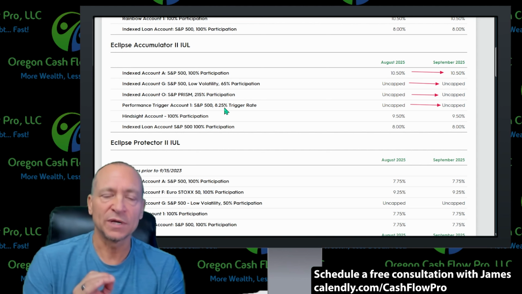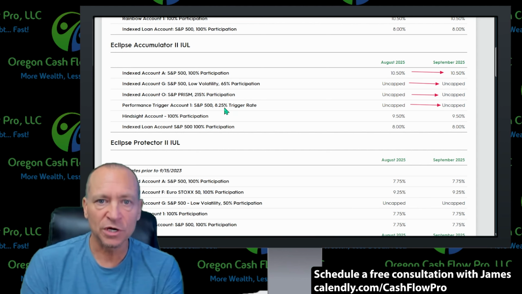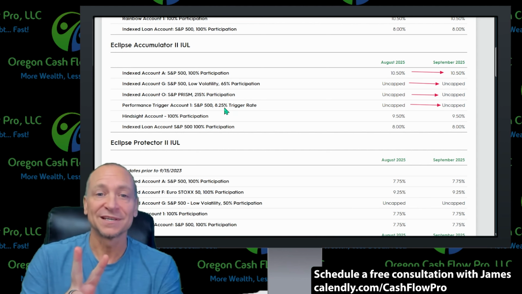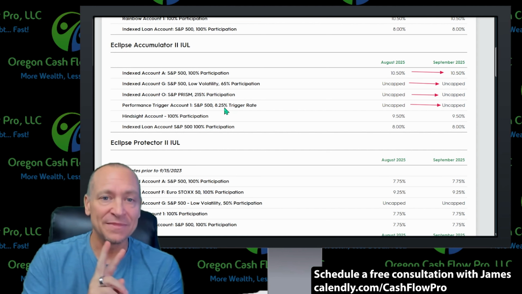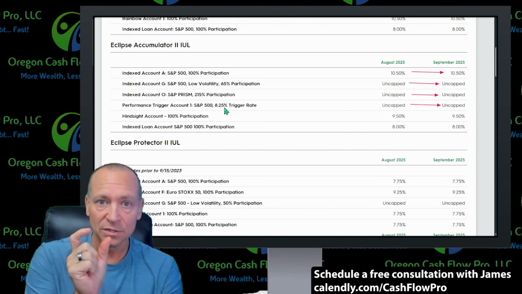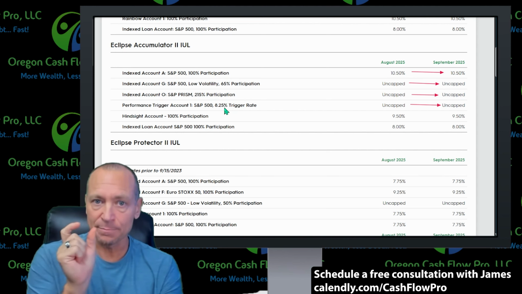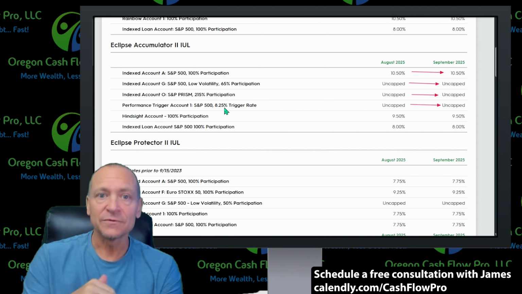If you opt into an S&P 500 with a trigger rate, there's only two results that come about if you're in this option. They're going to measure where the S&P is at your anniversary date, and a year later, they're going to measure it again. And if it's negative, you get a 0.